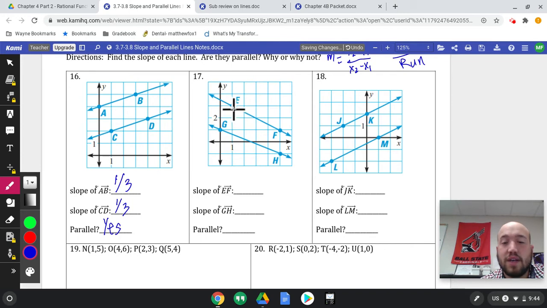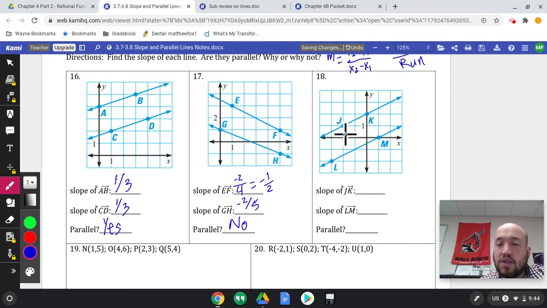This next one, from E to F, down 2, right 4, which if we do that, -2 over 4, which reduces to -1/2. And for GH, down 2, but this time it is right 5. So it's -2 over 5. So are those the same? No, which means no, they are not parallel.